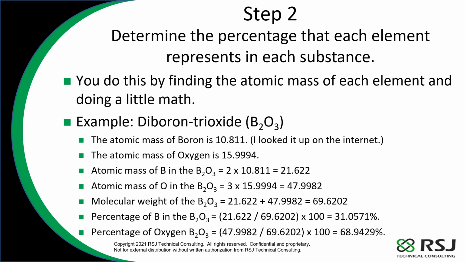Next, you're going to determine the percentage that each element represents in the substance. So you've got to find the atomic mass of each element and then do a little math. For instance, boron has an atomic mass of 10.811, and there are 2 borons in diboron trioxide. So you're going to have 10.811 times 2. And you're going to do the same for oxygen, and then you're going to figure out the percentage represented by oxygen and the percentage represented by boron by weight in diboron trioxide.